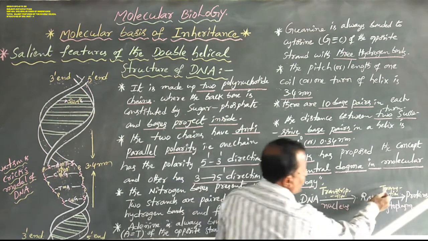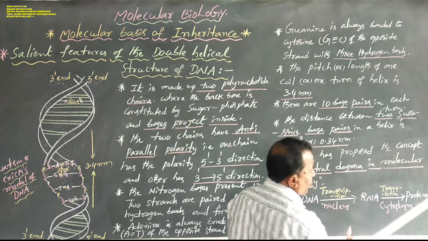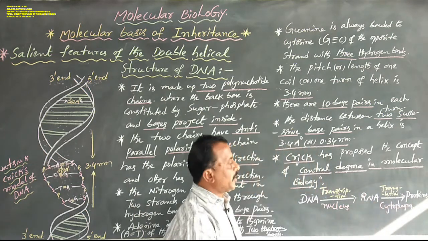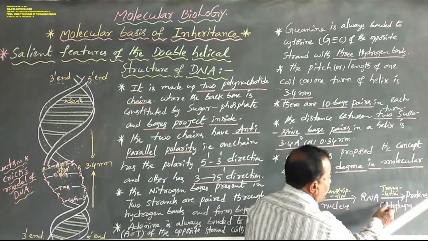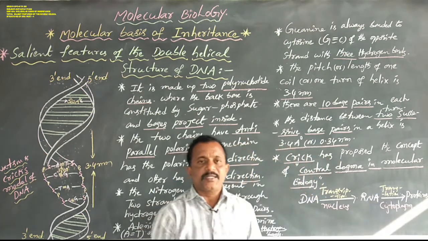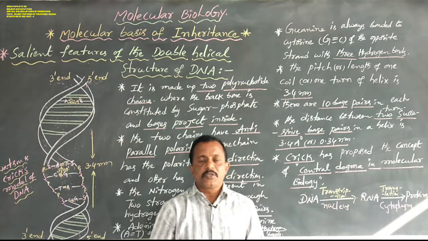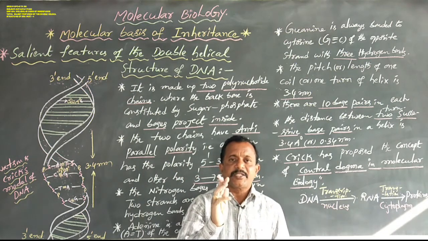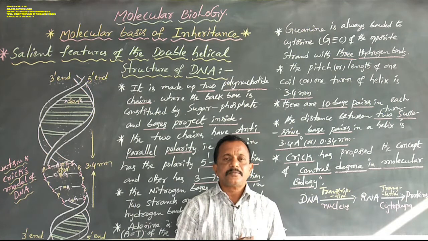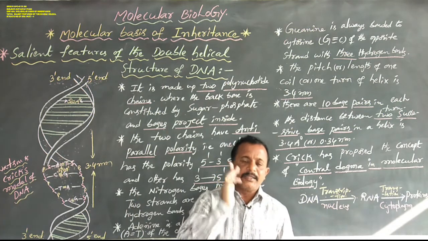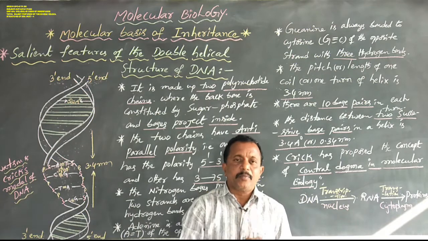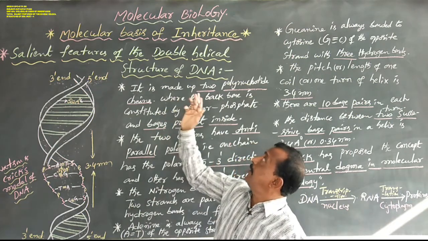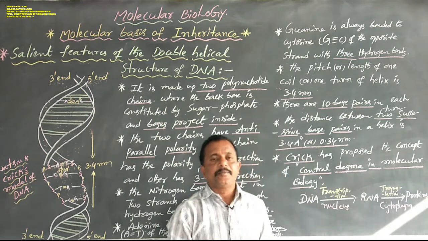What is the meaning of translation? It means the genetic information is passed from RNA to proteins. That is called translation, and it occurs in the cytoplasm. So dear students, this is about the general characteristics of DNA, the structure of a polynucleotide chain and the salient features of the double helical structure of DNA.